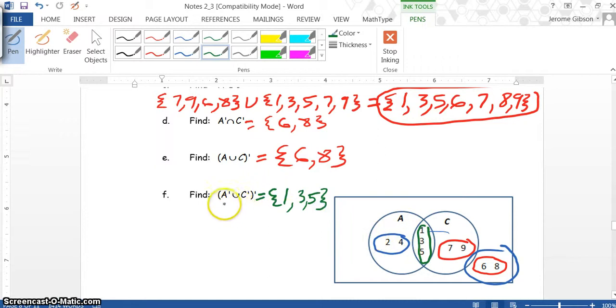Now, if we want to go back through that, the complement of A would be 7, 9, and 6, 8. The complement of C would be 2, 4, and 6, 8. And if we union those, that would be 2, 4, 6, 8, 7, 9. That would be the union of A complement and C complement. And now we want the complement of their union, which would be 1, 3, and 5, which is our final answer.